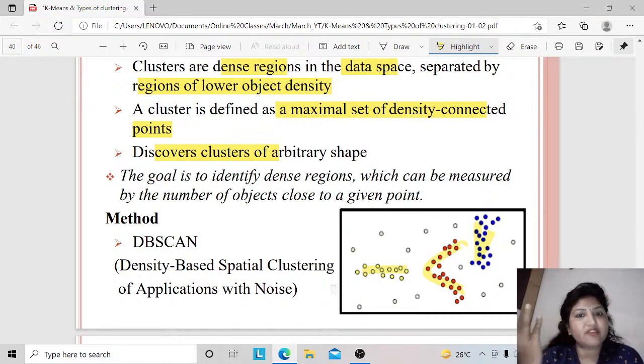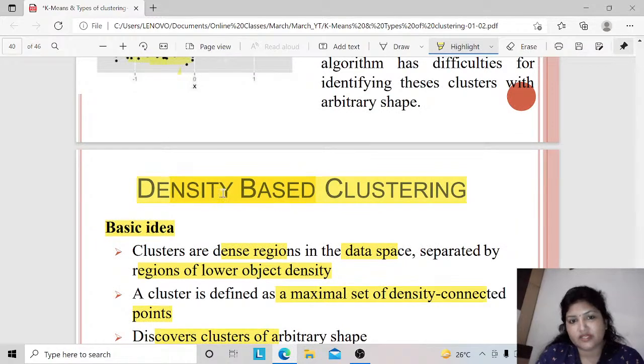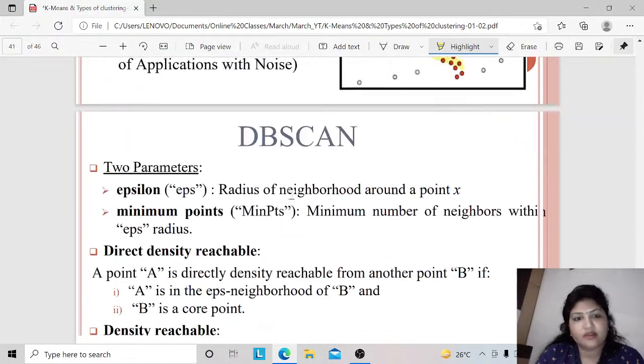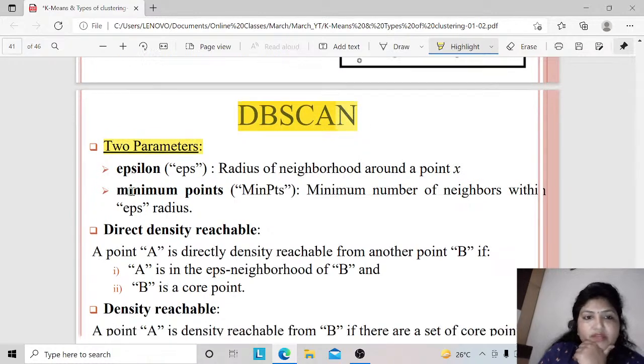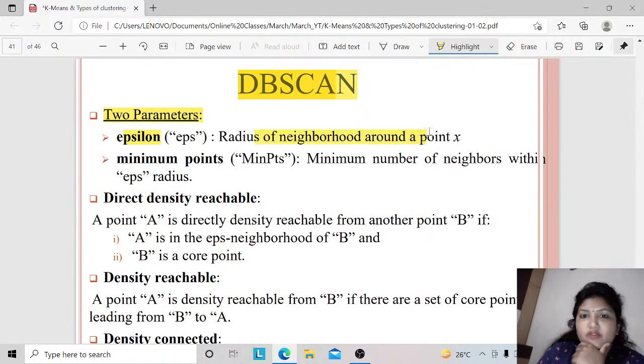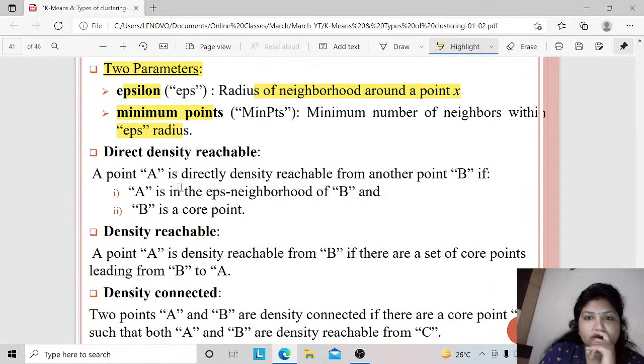The goal is to identify the dense regions only, which can be measured by the number of objects close to a given point, right? So density based spatial clustering of applications with noise, the DBSCAN method, is used for density based clustering. Let us see what that is. There are two parameters for using this algorithm. First is epsilon, the radius of the neighborhood around a point x. Minimum points is the minimum number of neighbors required within the epsilon radius. We usually take it as 3.